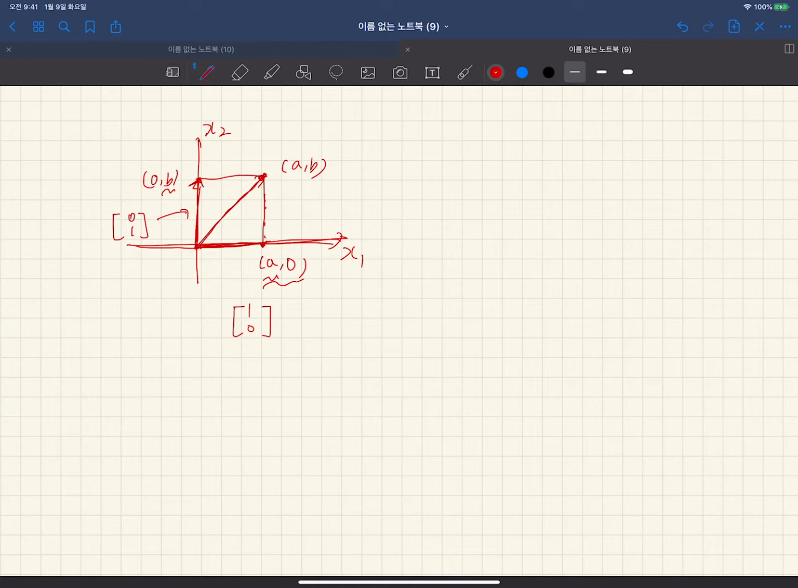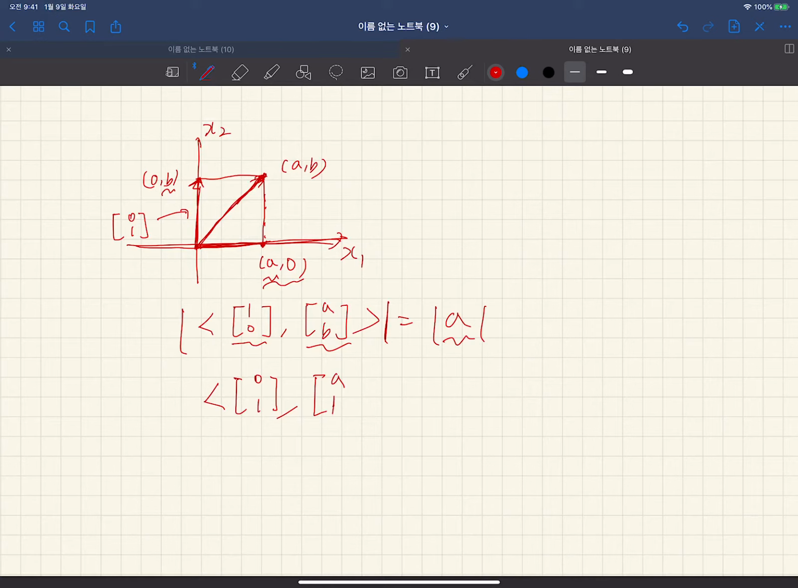With any a, b, when you compute the inner product between the basis unit vector and the vector a, b, then you can obtain the length. When you take the absolute value of this inner product, you can simply get the length when you project a vector onto the x1 axis. Likewise, you can simply calculate the length when you project a vector onto the x2 axis by computing the inner product between 0, 1 and a, b. Of course, you have to take the absolute value here.